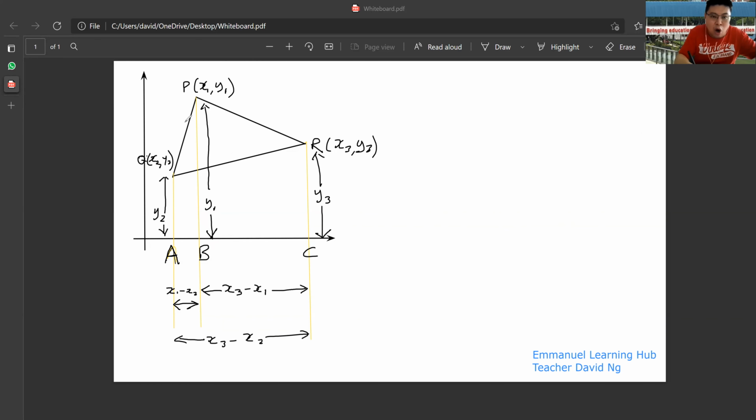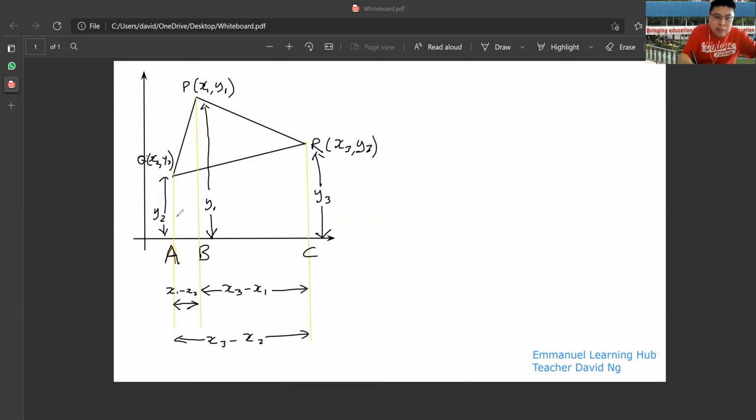The triangle PQR: the coordinates of P are x1, y1. The coordinates of Q are x2, y2. The coordinates of R are x3, y3. This is not a right angle triangle. This is not a right angle. So it's just a random triangle.